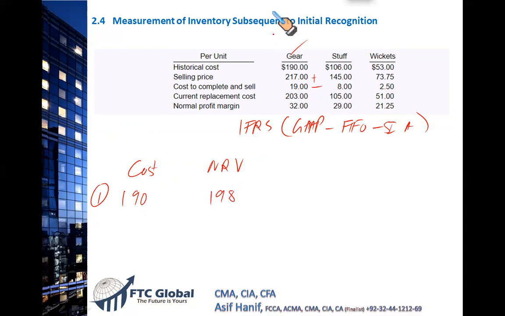So you will keep your stock at the same price, 190. You need to do nothing. So your cost is 190. So under IFRS or under US GAAP, FIFO, specific identification or average cost method, the cost is fine.